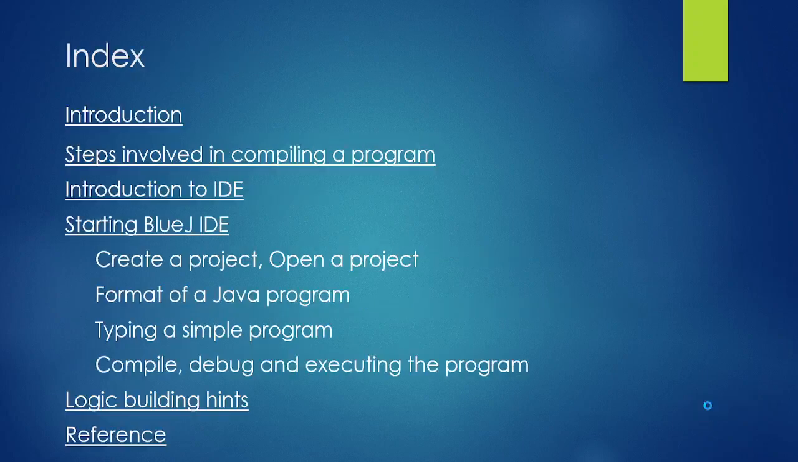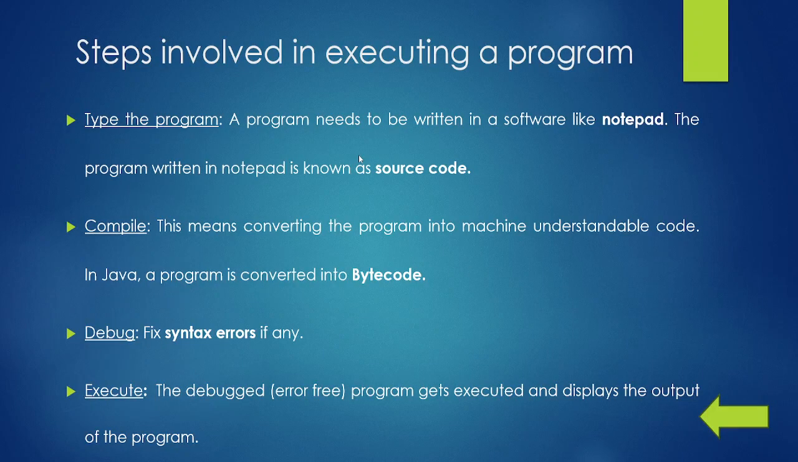Now let's see the steps in compiling a program. First of all, we need to type the program in a software like Notepad. The program which is written in Notepad is known as source code. After typing the program, we need to compile it so that the machine can understand. In Java, a program is converted into bytecode.